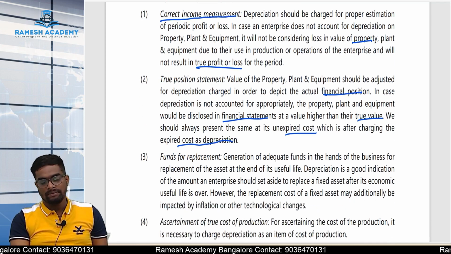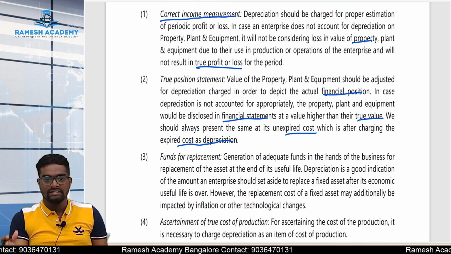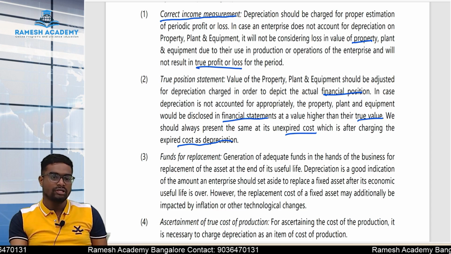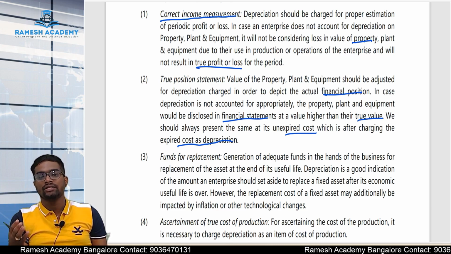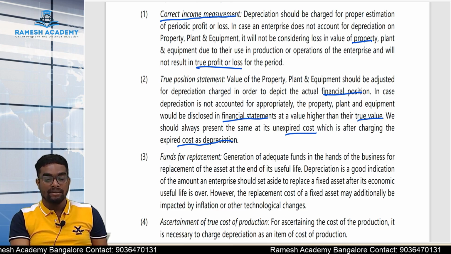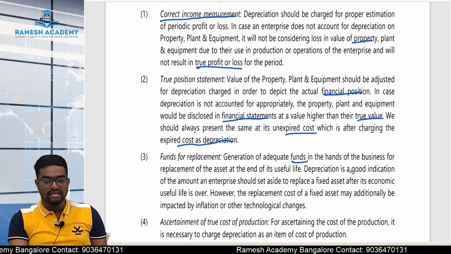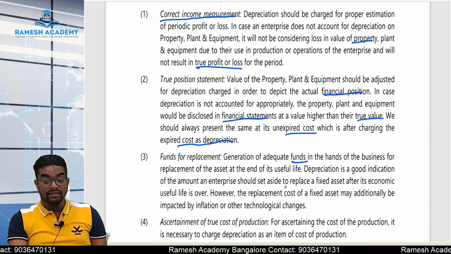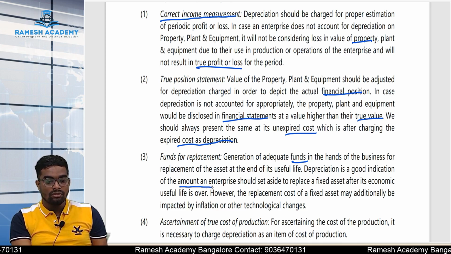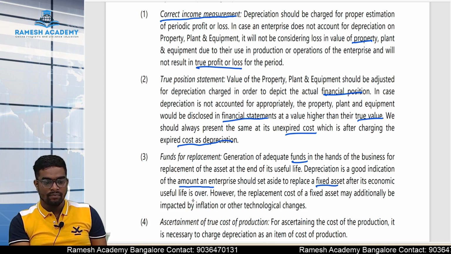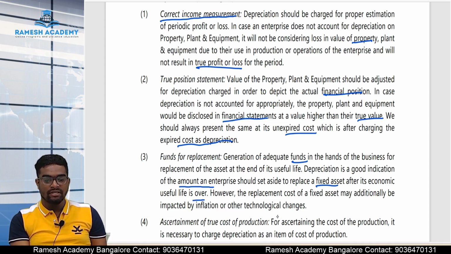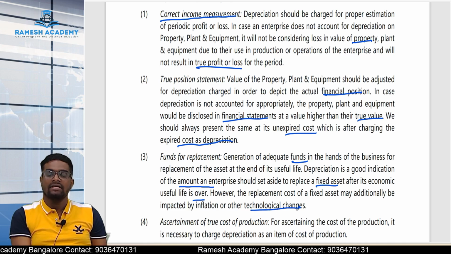Next, funds for replacement. Obviously, when the useful life of the asset is done, we have to dismantle the asset and bring in a new asset. If we want to bring in the new asset, we need money. So for that, we use depreciation as a method. Generation of adequate funds in the hands of the business for replacement of an asset at the end of the useful life. Depreciation is a good indication of the amount an enterprise should set aside to replace the fixed asset after its economic life is over. However, the replacement cost of a fixed asset may additionally be impacted by inflation or other technological changes.